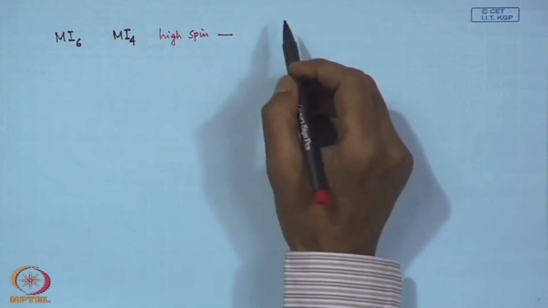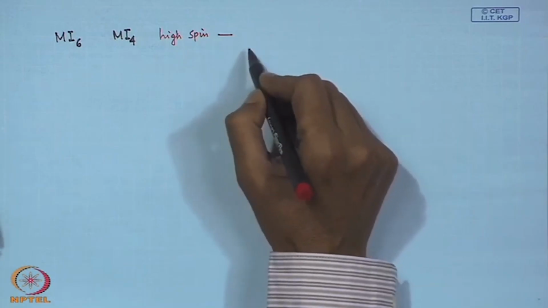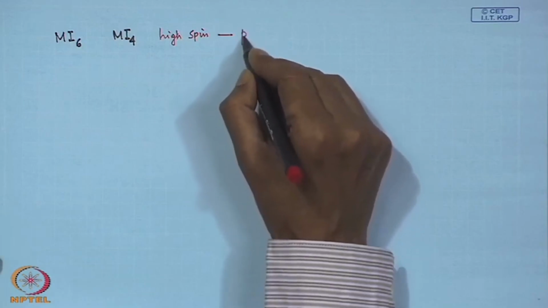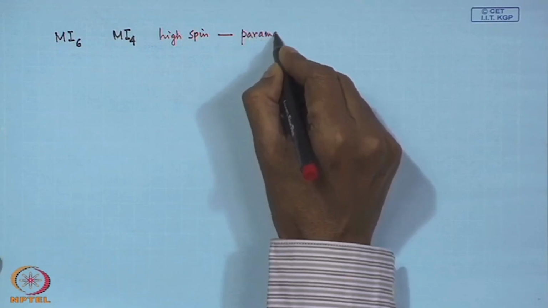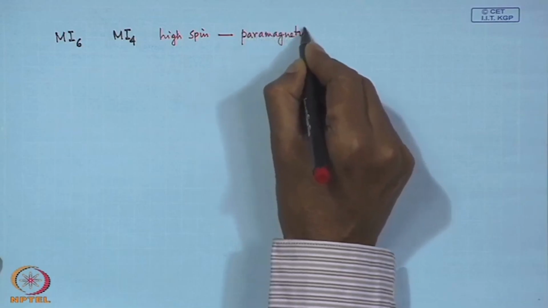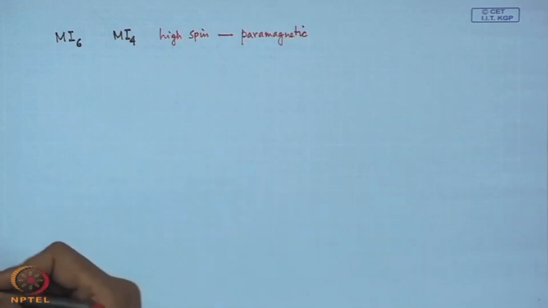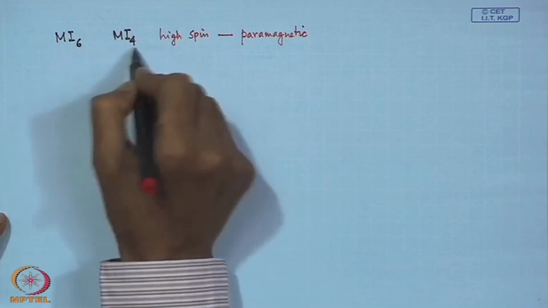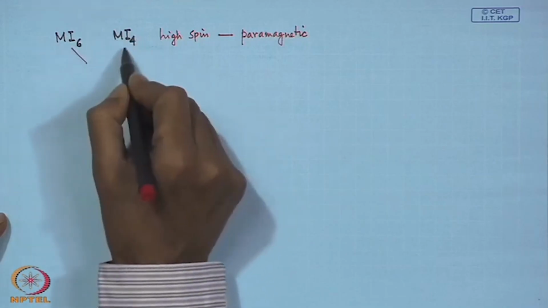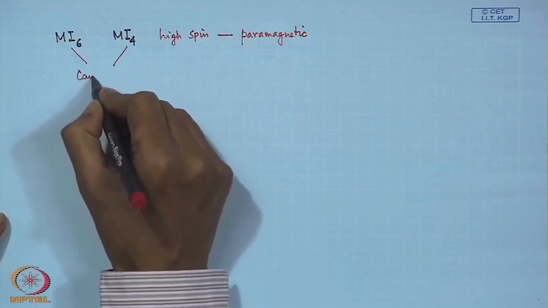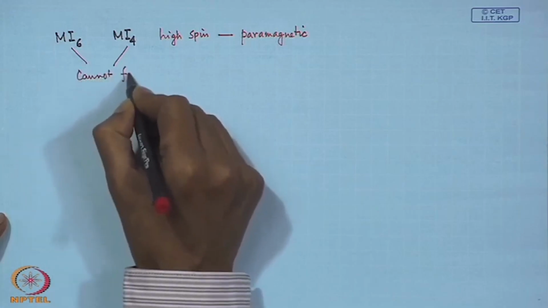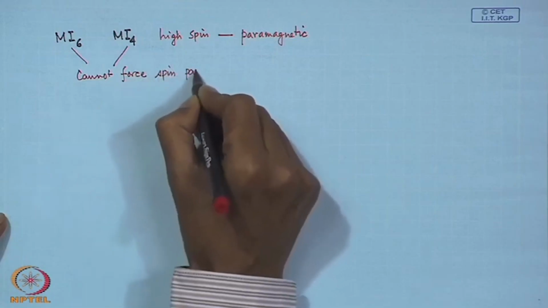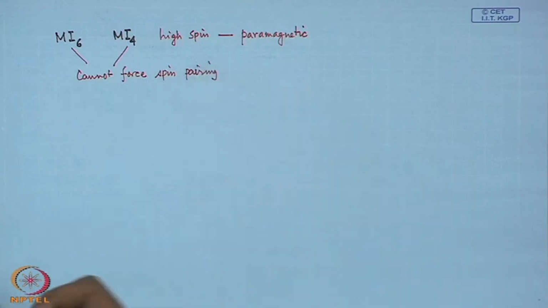Since high spin, we have a large number of free spins present in the complex, and that is why the compounds would be paramagnetic. Since free spins are available, the I minus ligands, the iodide ligands, cannot force the spin pairing. So this I and this I cannot force spin pairing.